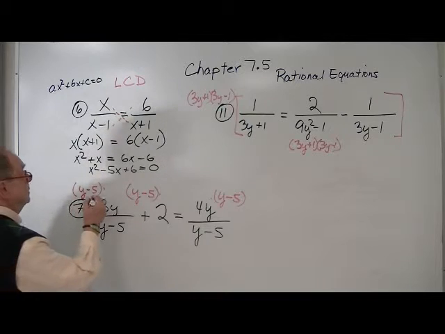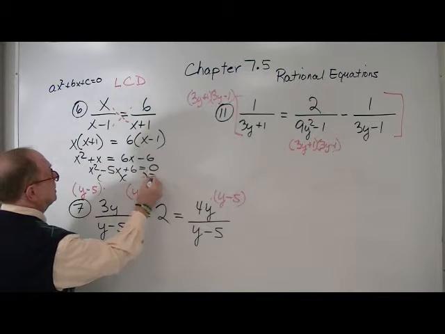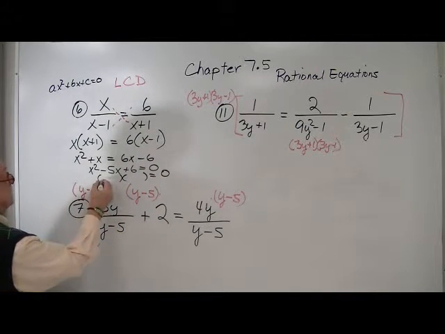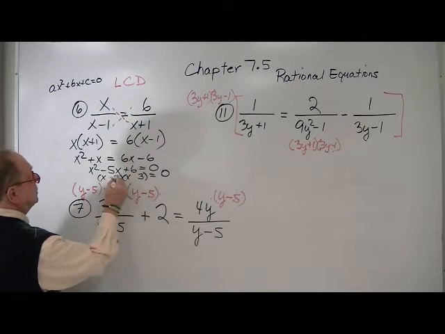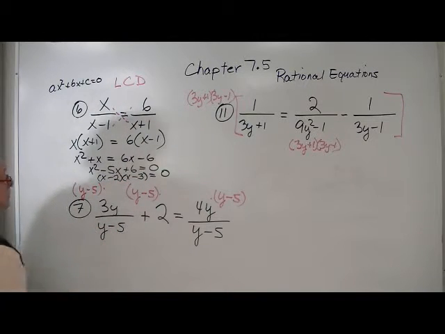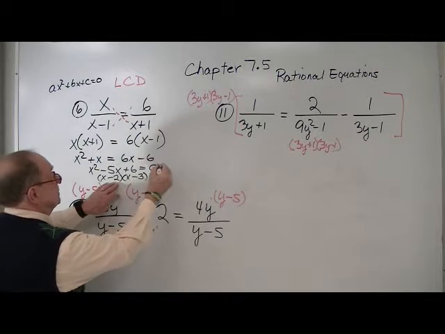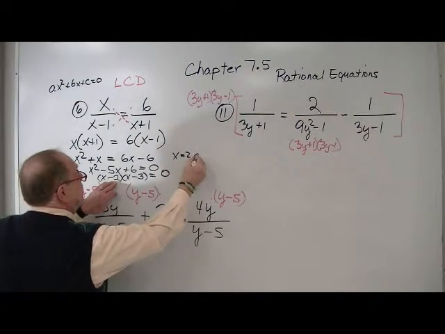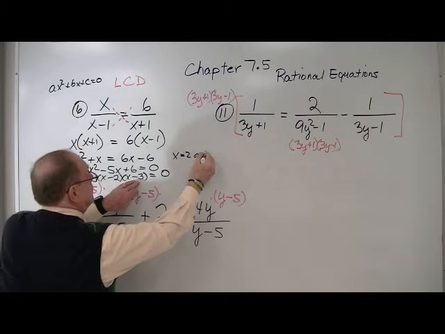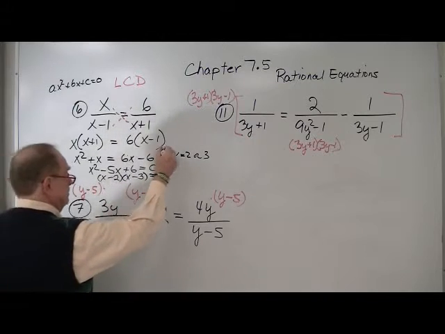And now what we have to do is factor that. And that's going to be x minus 3, x minus 2. And again, I ran out of room. So this equals 0, so x here will be a 2 or a 3. Those are my solution set here.